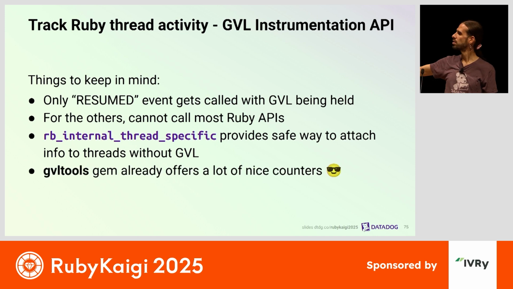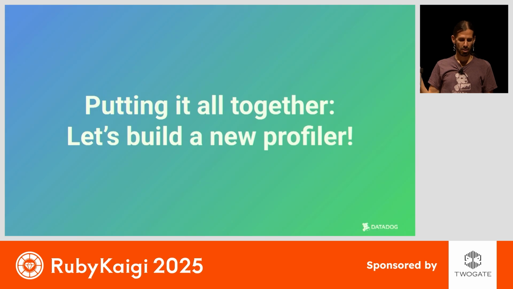And also, if you want this kind of information as a metric, as I was showing you in our example, the GVL tools gem already offers a lot of nice counters. But maybe there's a counter that it doesn't offer yet, and you want to experiment a bit, so you can experiment. And maybe you can then open a PR on GVL tools. Okay, so you saw a bunch of very small things. So you might be convinced now that it's very easy to build very small utilities.